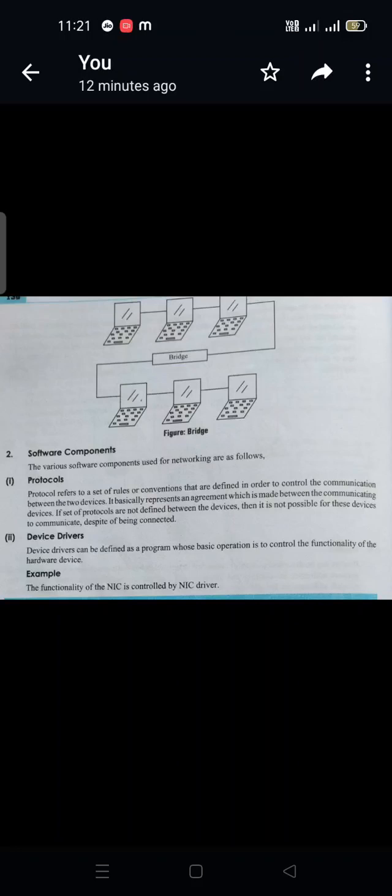The next software component is the device driver. A device driver is a program whose basic operation is to control the functionality of a hardware device. If we connect a printer to your computer, you need the device driver related to that particular hardware. Using that device driver, the hardware component can work efficiently. The functions of the NIC are controlled by the NIC driver. Every hardware device connected to a computer should have a device driver for its functionality.